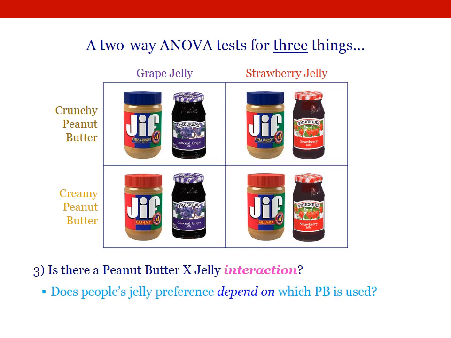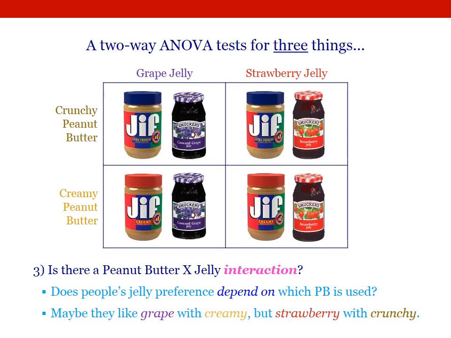Another way of thinking about this is maybe people's jelly preference might not always be the same. Maybe people's jelly preference actually depends on what kind of peanut butter it's paired with. For example, if I only have creamy peanut butter in my house, maybe I like the pairing of creamy with grape better than creamy with strawberry. But if I only have crunchy peanut butter in my house, I like strawberry jelly with crunchy peanut butter. I don't like grape jelly with crunchy peanut butter. So it's not each variable on its own, it's the combination of variables that's dictating how much a person is going to like this sandwich.